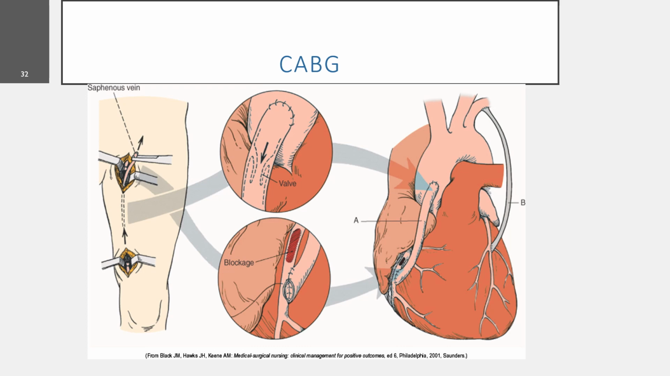Coronary artery bypass graft, also known as CABG, is a surgical procedure used to treat coronary artery disease by improving blood flow to the heart muscle. Here are some key points about CABG. During CABG, a surgeon takes a healthy blood vessel, usually a section of the saphenous vein from the leg or the internal mammary artery from the chest, and grafts it onto the coronary artery beyond the blockage. This creates a new pathway for blood flow to bypass the blocked or narrowed portion of the coronary artery, allowing oxygen-rich blood to reach the heart muscle.